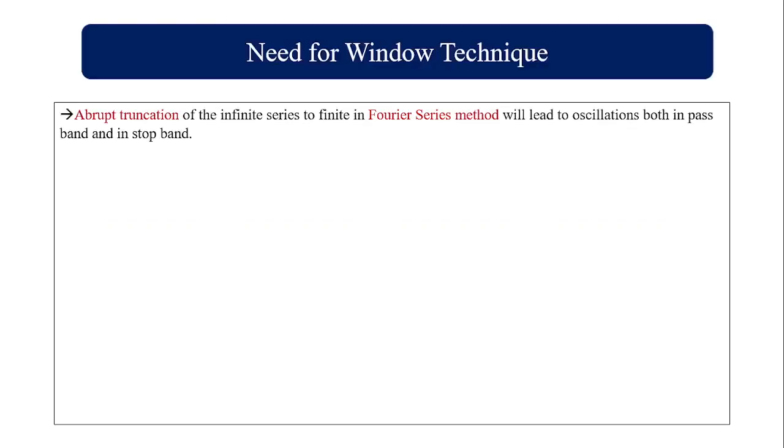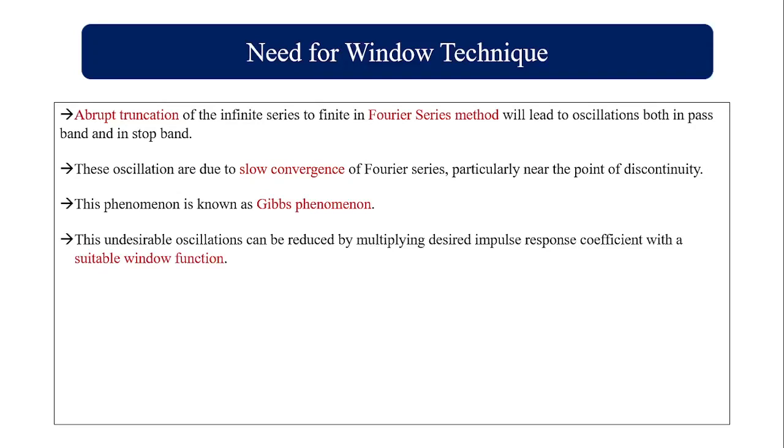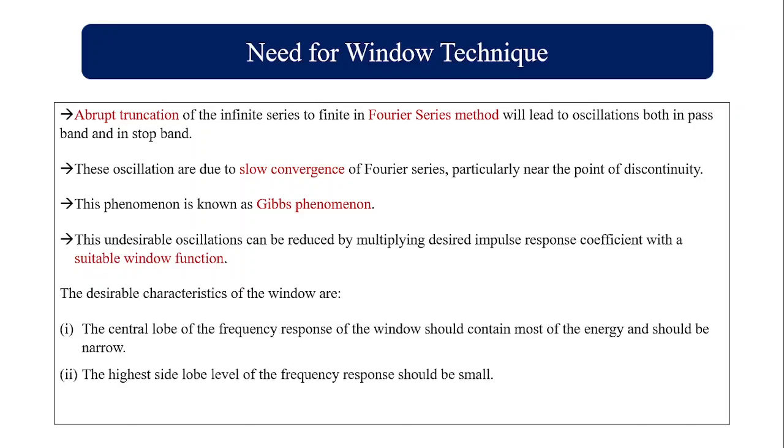So we abruptly truncate the infinite series to finite series in Fourier series method. This will lead to oscillation both in pass band as well as in stop band. These oscillations are due to slow convergence of Fourier series, and this phenomenon is called Gibbs phenomenon. This undesirable oscillation can be reduced by multiplying the desired impulse response coefficients with a suitable window function.